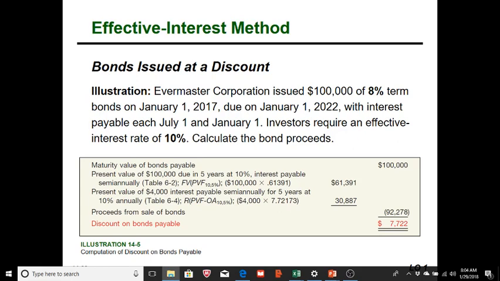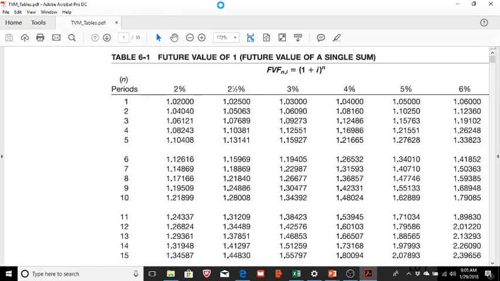Now, if you think back to the valuation slides, we talk about how the bond proceeds are the present value of the amounts to be received from the obligation. So that is $100,000 that will be received in 2022. And then that is the 8% interest over the course of January 2017 through January 2022. So to start with, we need to look at what the present value of a single sum due in 5 years at 10% interest semi-annually will be. So we start with the present value of the single sum.